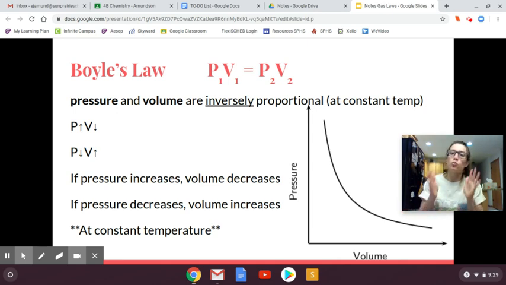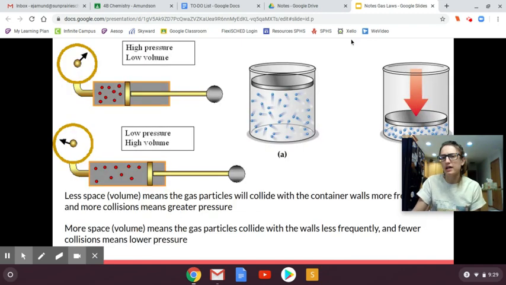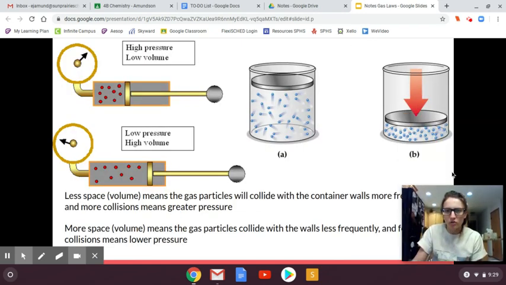A law just says, here's what happens. So in all of these cases, we're going to look at what happens, and then we'll talk about why this happens. All right. So here's the law, inverse relationship. The why then just comes down to gas particle behavior.